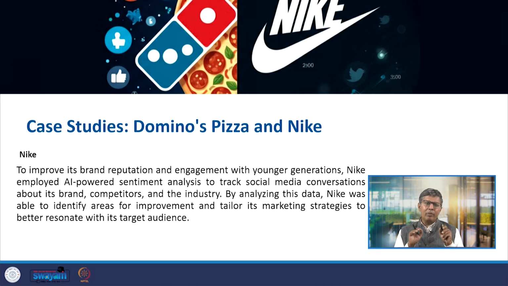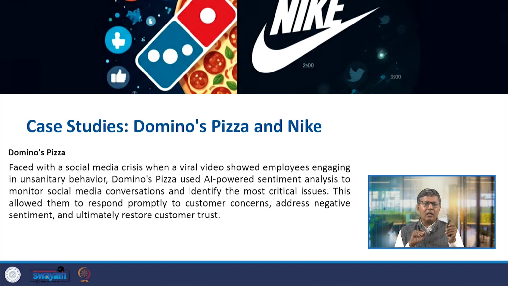So all big companies, as I said, even Domino's Pizza, when they faced a very critical issue related to unsanitary behavior, right? Domino's Pizza used AI powered sentiment analysis to monitor social media conversations. How are people reacting? What are the major points of conversation, right? And what are the most critical issues?